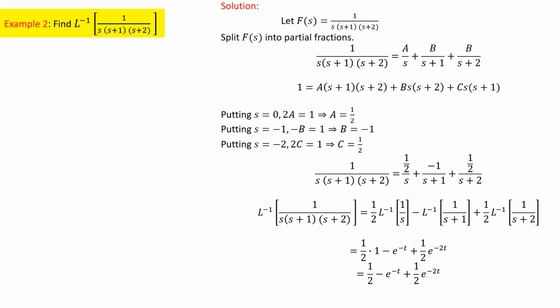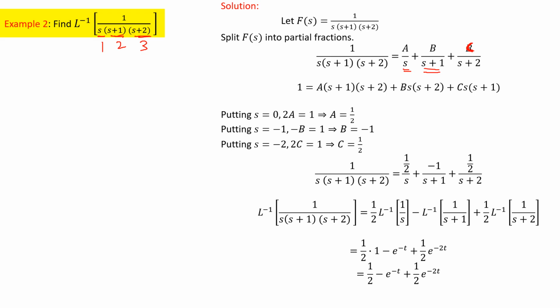Question number 2, we have given L inverse of 1 over s times (s plus 1) times (s plus 2). So we have three linear factors, s, s plus 1 and s plus 2. So I have to write this into partial fractions. So we have a by first linear factor s plus b by second linear factor (s plus 1) plus c by, it's not b, it is c by (s plus 2).